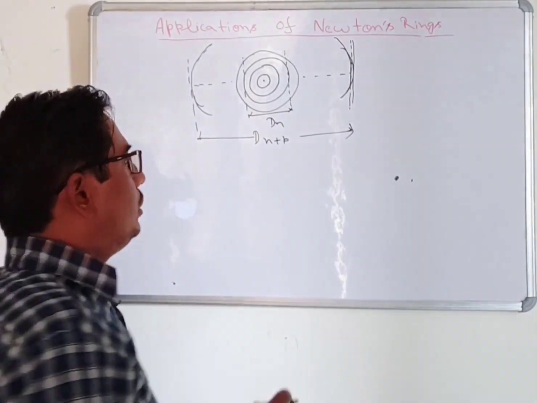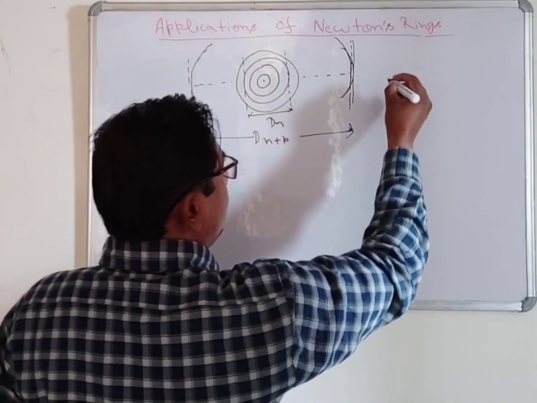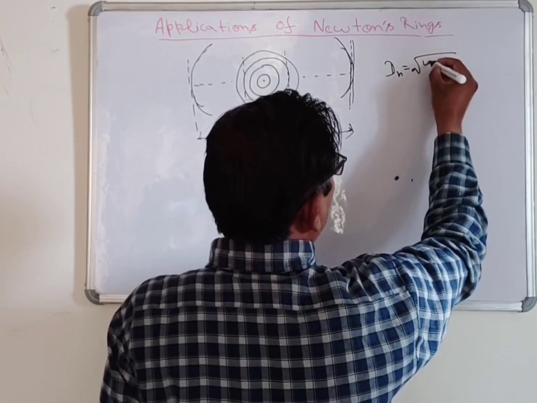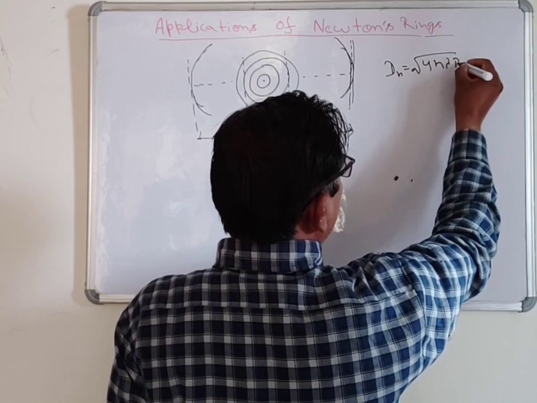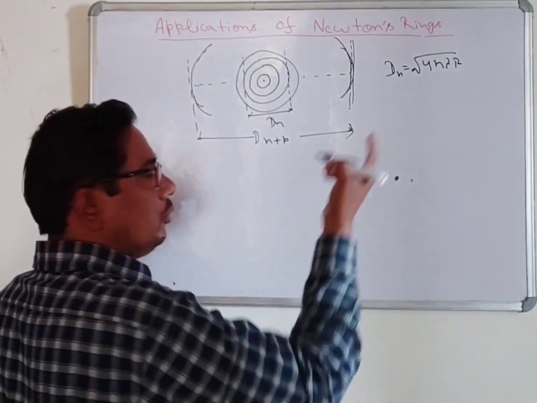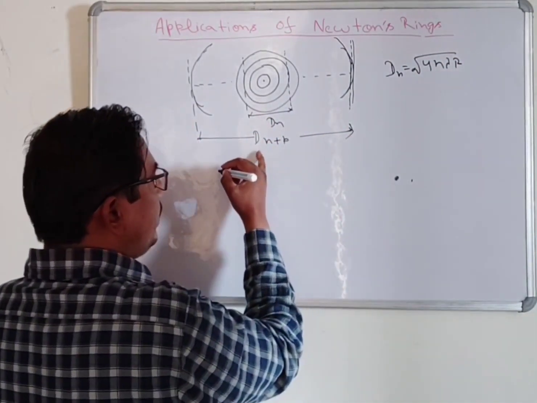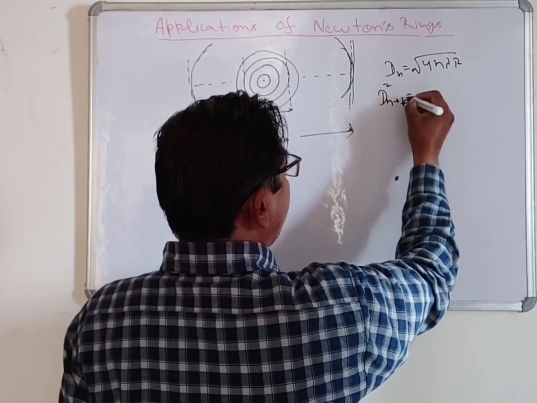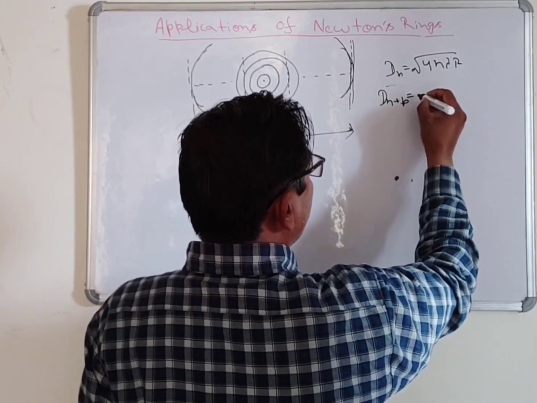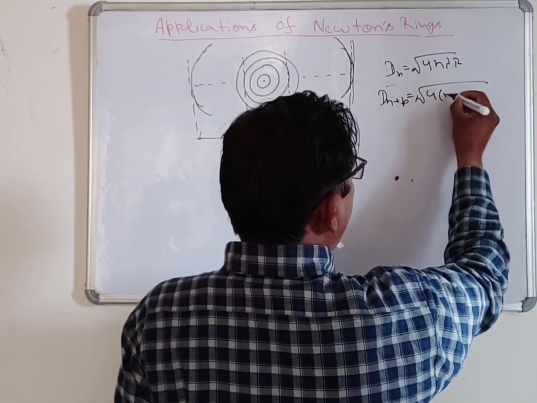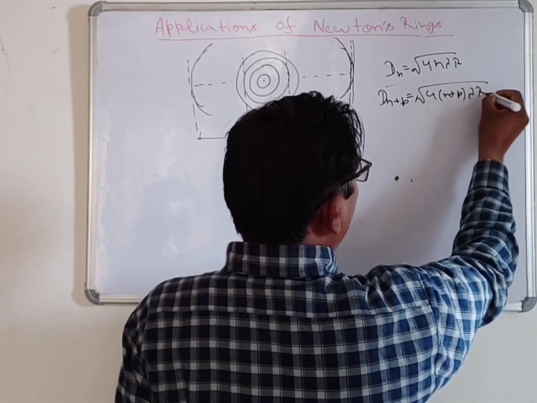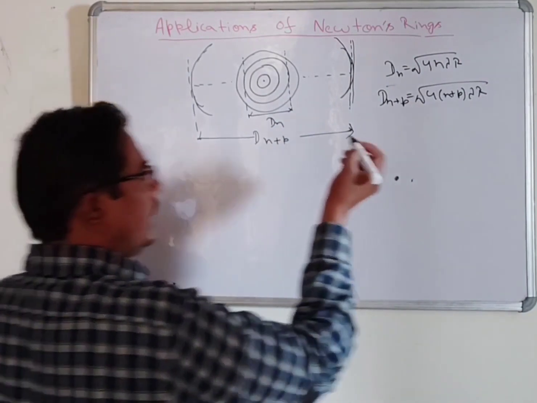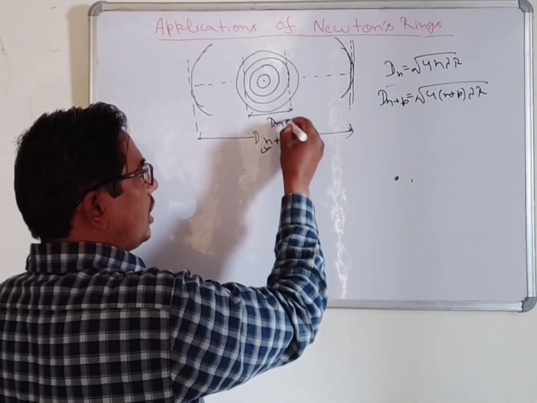Okay, fine. You know that the diameter of the dark ring is equal to under root 4n lambda R in case of air, mu is equal to 1. And what will be the diameter of the nth plus p ring? It means D nth plus p is equal to root of 4 n plus p lambda into R. You can write this equation like that. You know that this diameter is larger as compared to this one.